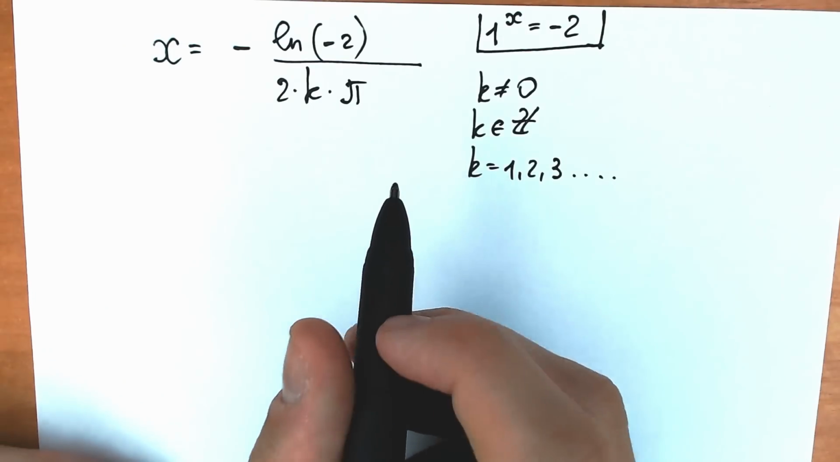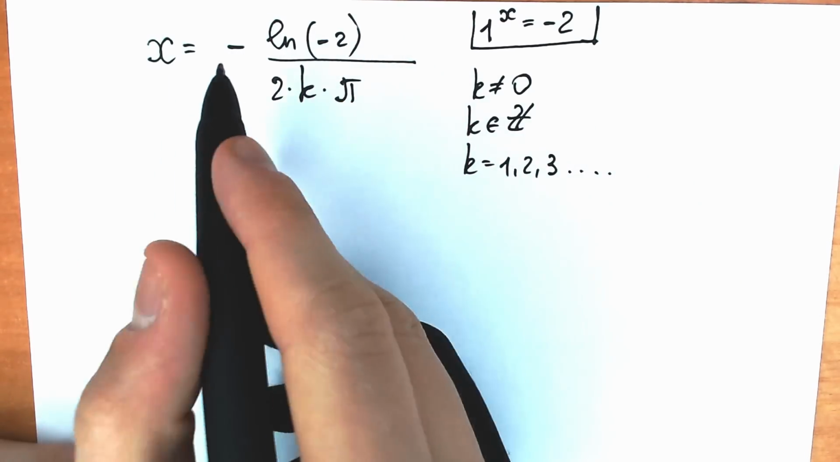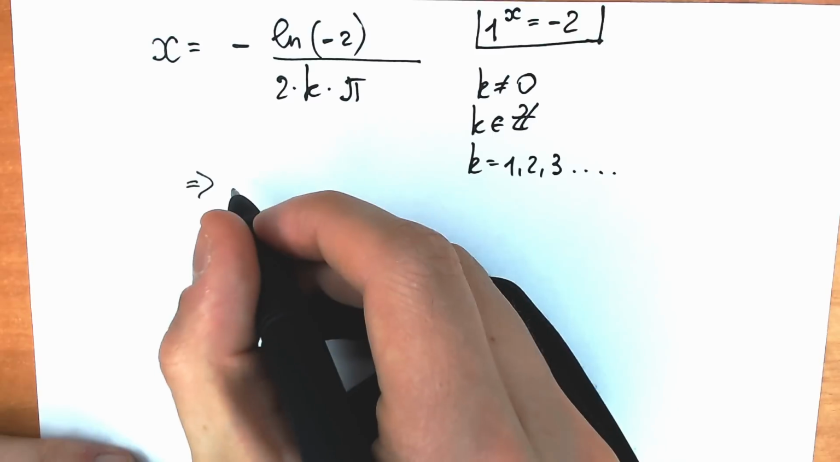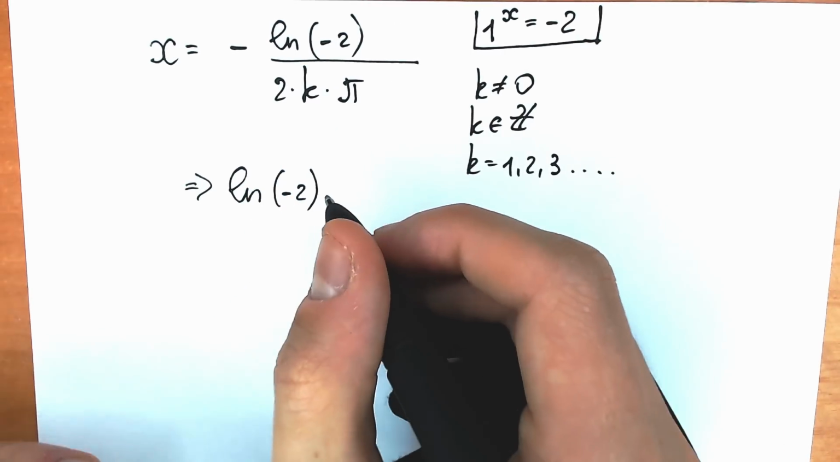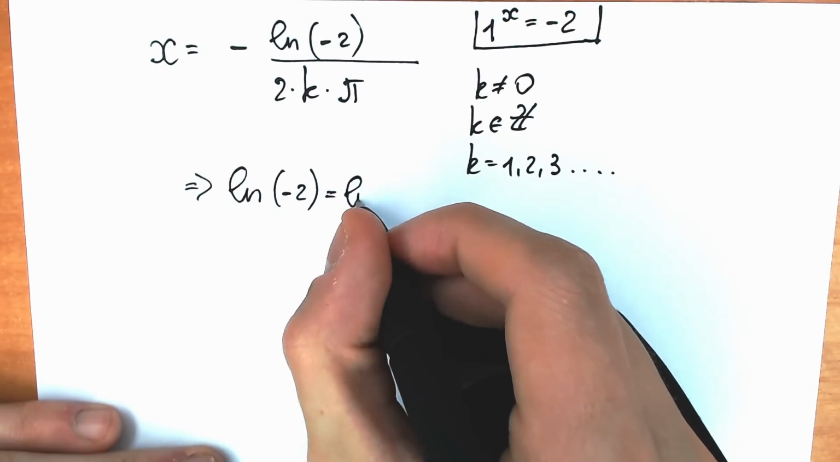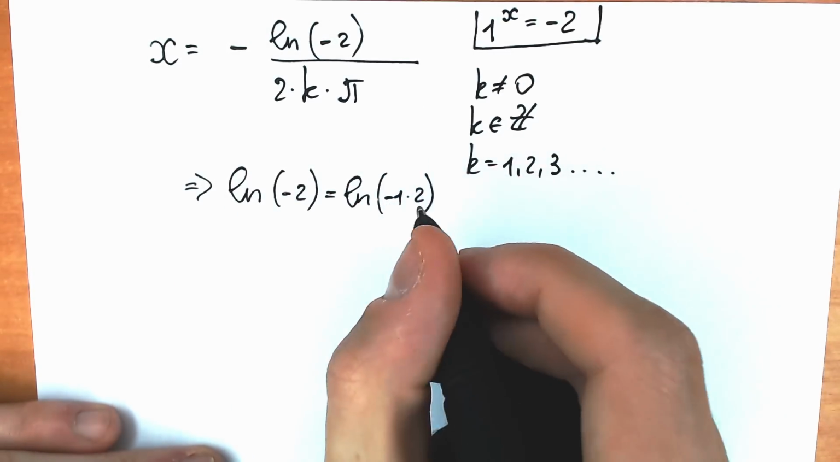All right, so a few words about this natural log of -2. Let's rewrite it, and then we're going to plug it into our x. First of all, right here we have natural log of -2. A few notes about this expression: we can easily write it as natural log of -1 times 2.